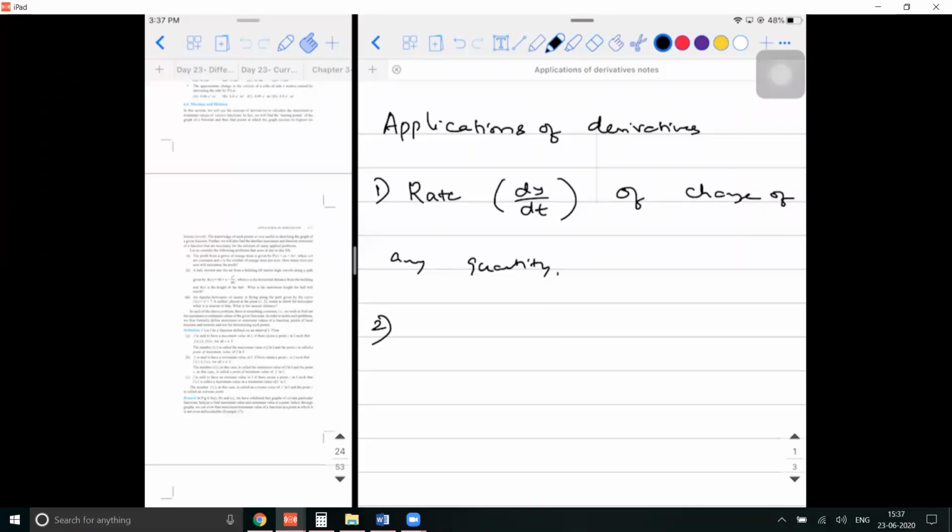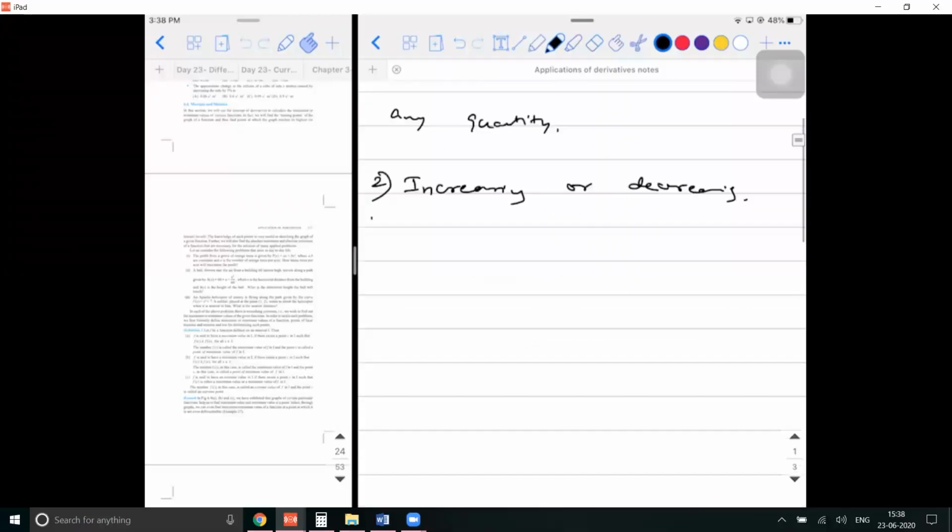Increasing and decreasing. It will help us to analyze whether a given function is increasing or decreasing in its domain. Then what did you learn? You learned the concept of tangents and normals. So what did we do here actually? Finding the tangent equation. So we differentiated. Okay, so this is over.